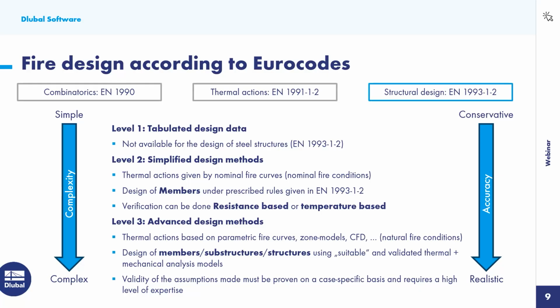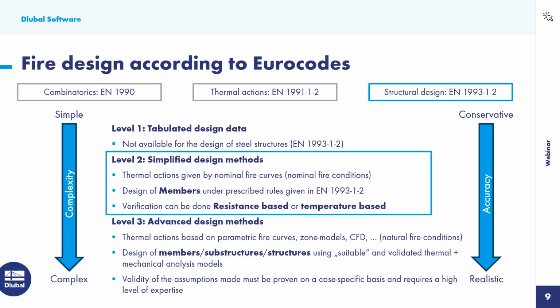In RFEM 6 and also RSTAB 9, the resistance-based simplified design method is implemented. A system calculation under elevated temperatures is not required in this case. The design concept is very similar to the design under normal temperatures, but under reduced load as we combine actions in the exceptional design situation. The thermal action is only taken into account on the resistance side and induces a reduction of design-relevant material properties. I would like to explain this point in more detail in the next slides.